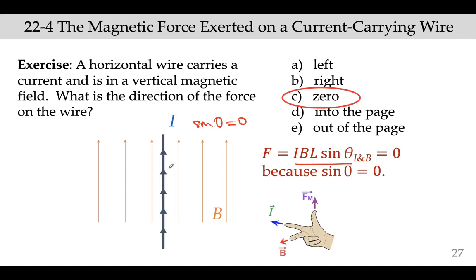So it's not possible to point these two in the same direction, and if it happens, then you have sine 0, which leads to the force being 0.